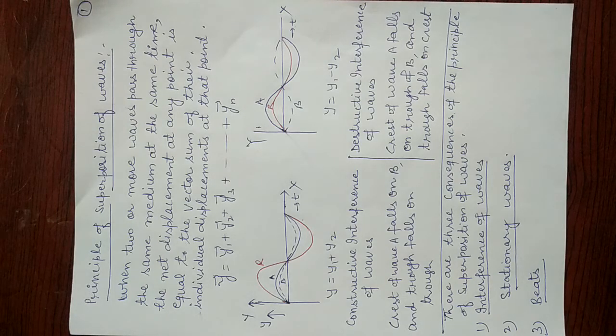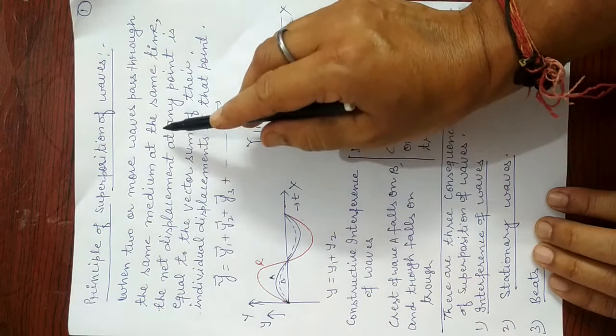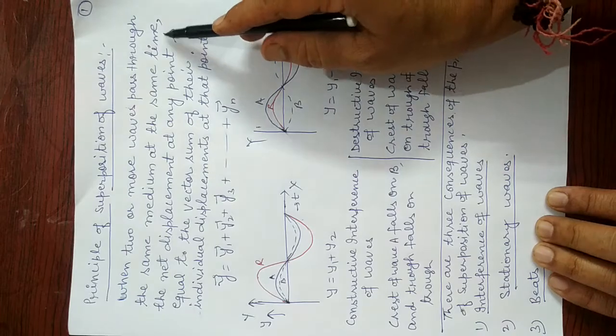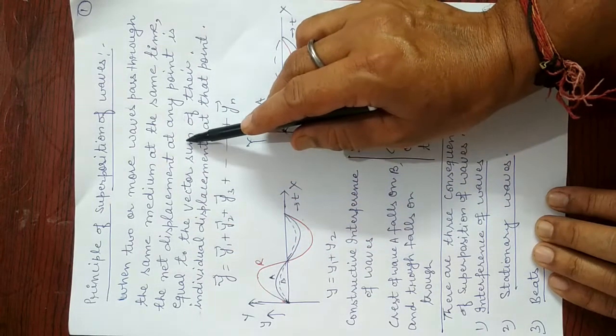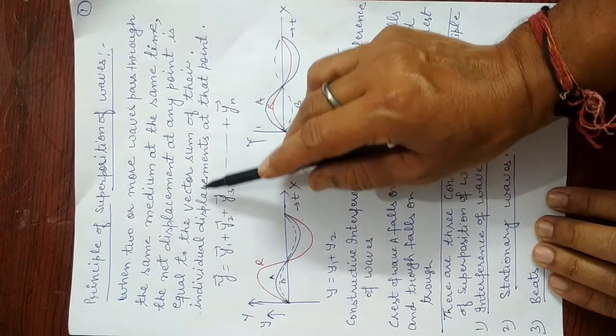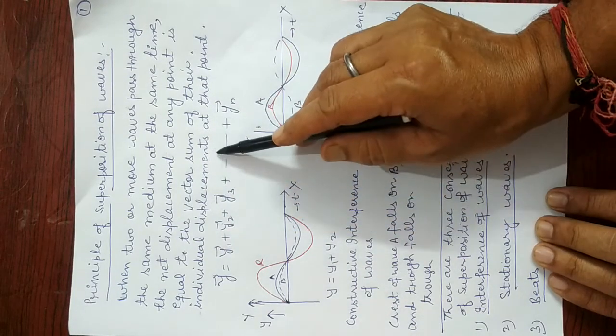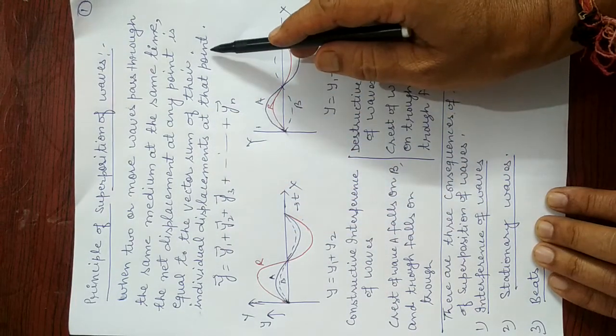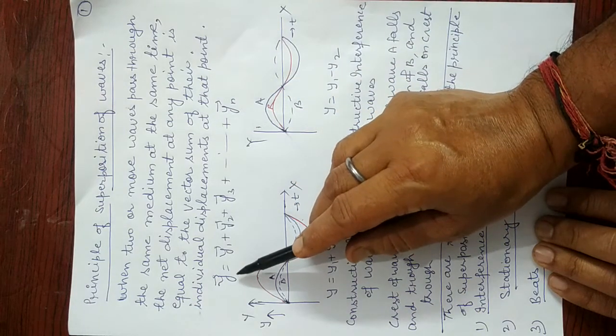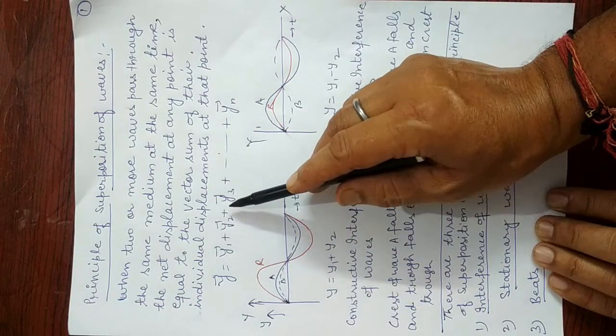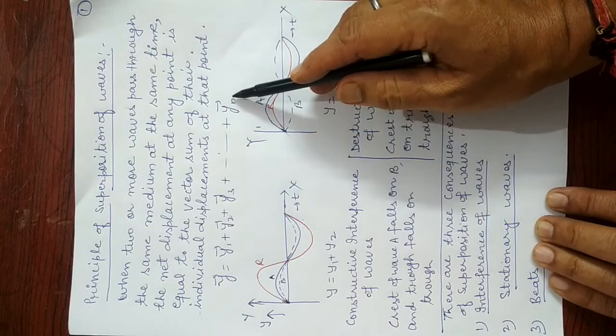The statement we will discuss first of all: when two or more waves pass through the same medium at the same time, the net displacement at any point is equal to the vector sum of their individual displacements at that point. Mathematically, you can write y is equal to y1 plus y2 plus y3 plus up to yn.